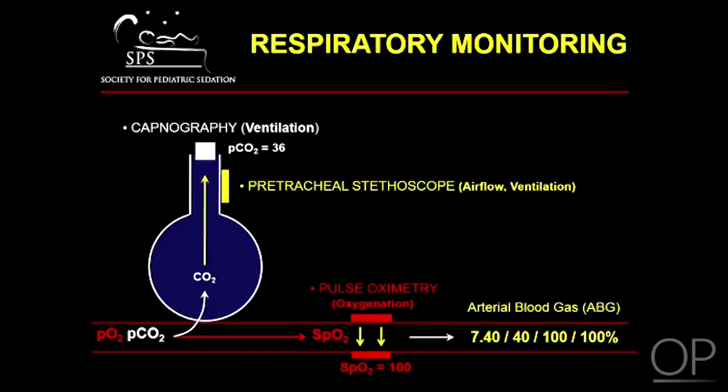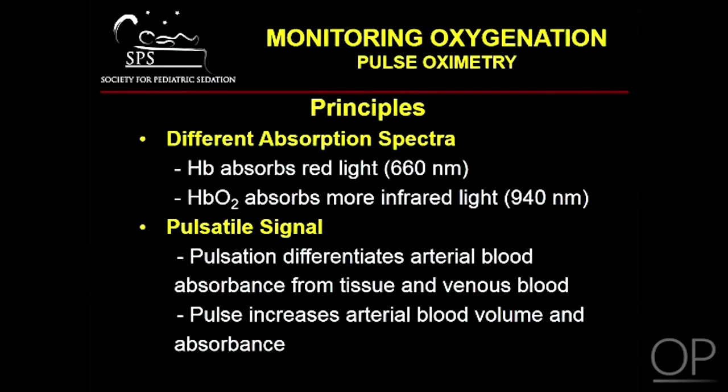Capnography functions as a proxy for this by measuring the estimated alveolar partial pressure of carbon dioxide as determined from exhaled air. Such values can be 5 to 10 millimeters of mercury lower than the arterial partial pressures of carbon dioxide. Pretracheal stethoscopy, which provides continuous auscultation of airflow, allows the practitioner to maintain an ongoing breath-to-breath assessment of airflow through the upper airway and a qualitative sense of ventilation. It is important to know the operating principles for each tool.